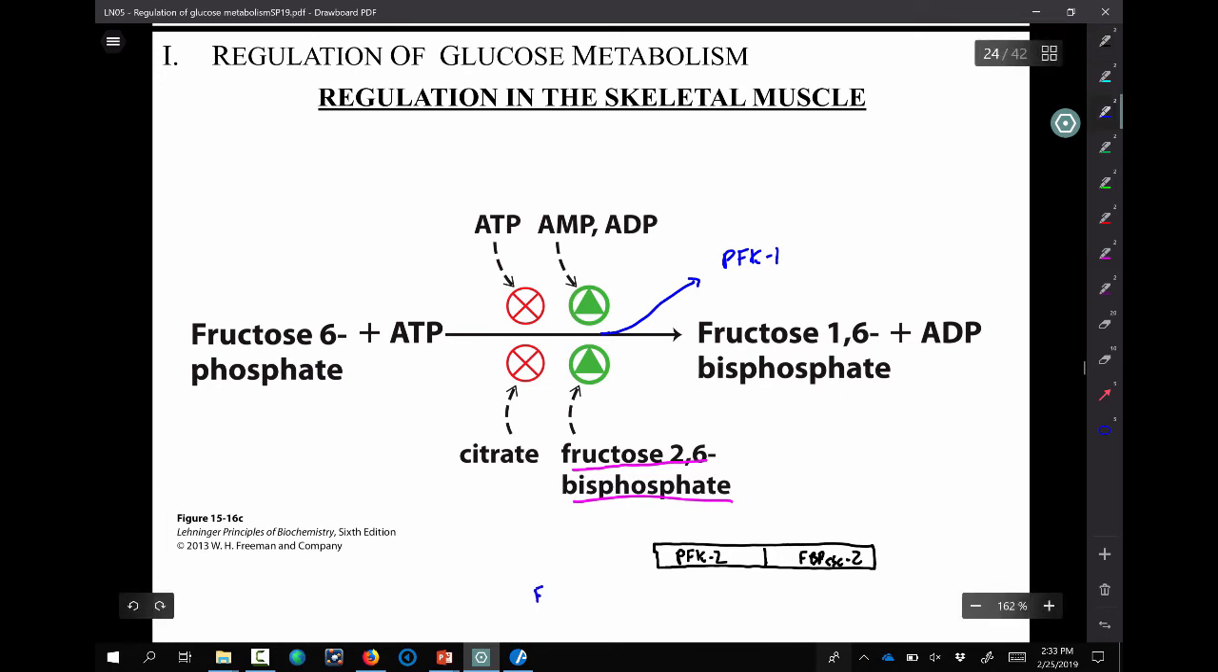can take fructose 6-phosphate and make fructose 2,6-bisphosphate. Fructose 2,6-bisphosphate will activate PFK1. Nothing new necessarily there. This will also then take fructose 2,6-bisphosphate and break it down to fructose 6-phosphate. The question is, well, what regulates that? If it's not phosphorylation, there has to be something.